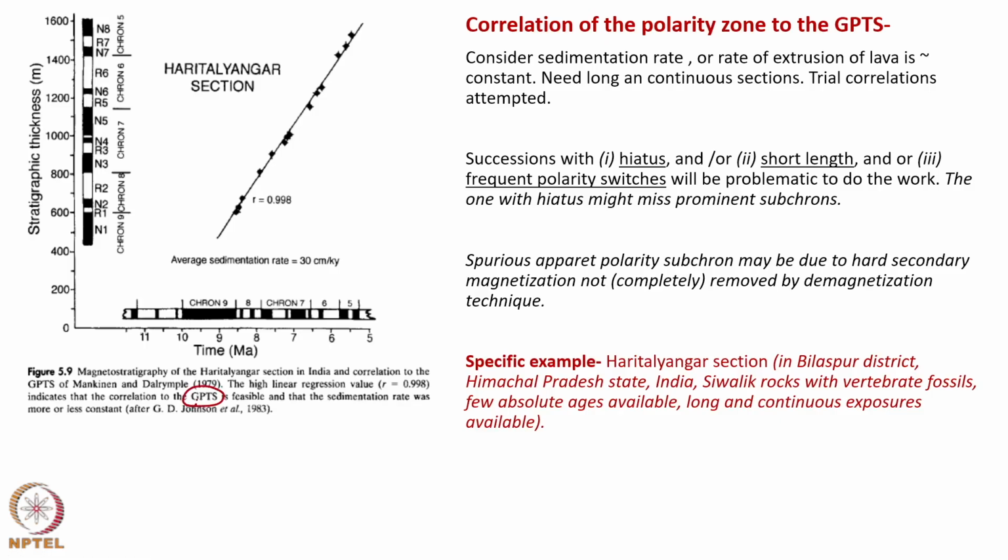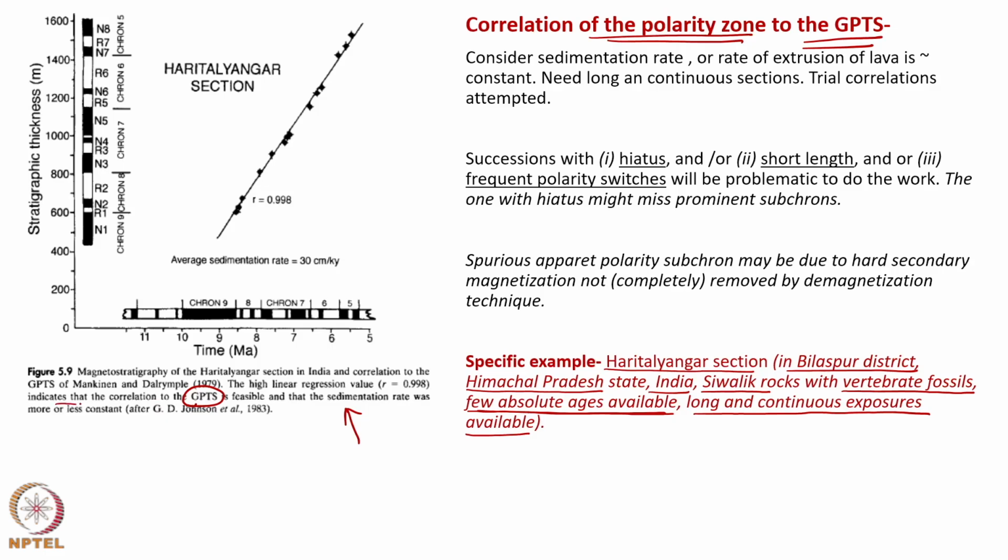Let us see how we correlate the GPTS with the magnetostratigraphy of some specific areas. This diagram is a specific example from the Haritalyangar section, which is located in the Bilaspur district in the state of Himachal Pradesh in India, where the Shivalik rocks are exposed. These rocks contain vertebrate fossils and a few absolute ages of these sections are available. Here we find long and continuous exposures of rocks, which makes it feasible to do magnetostratigraphic studies.